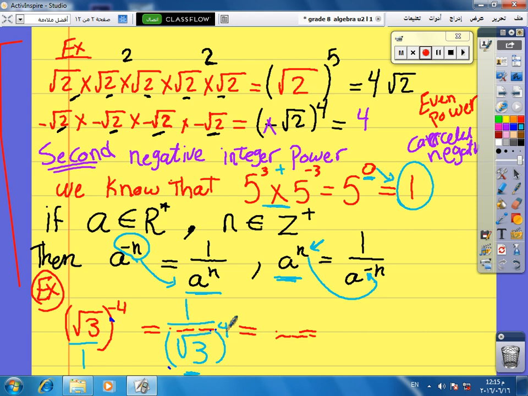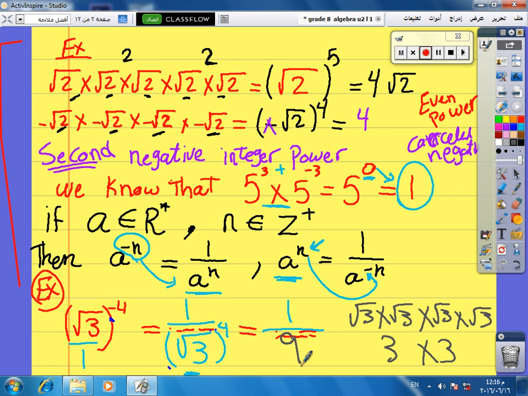I can write it in this way or in another way and simplify 1 over. How can I solve square root 3 power 4 without a calculator? I will write square root 3 times square root 3 times square root 3 times square root 3. This is 3 times 3, so I will write here 9. The answer will be 1 over 9.